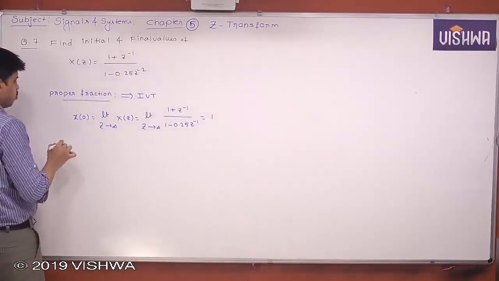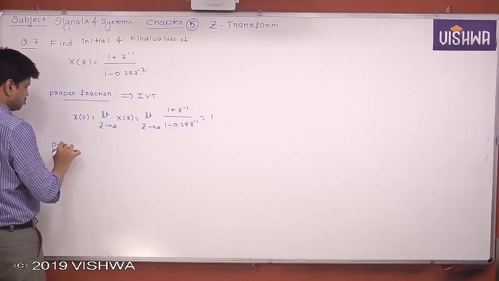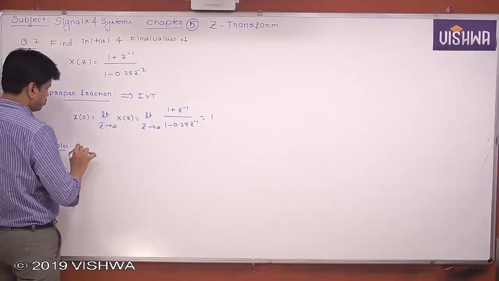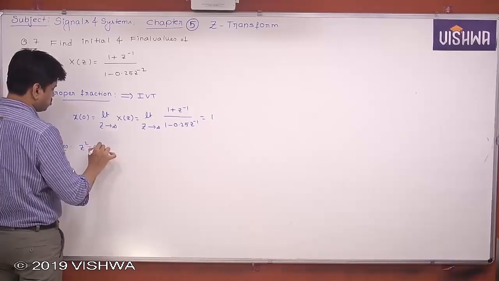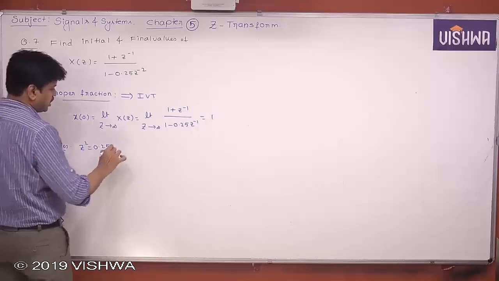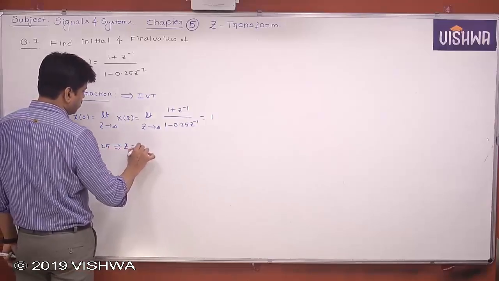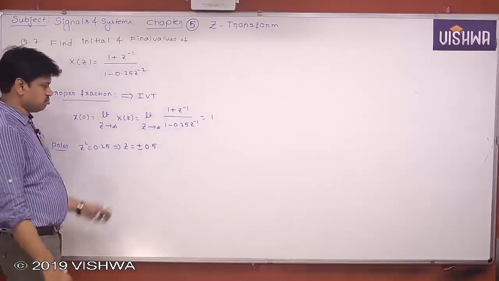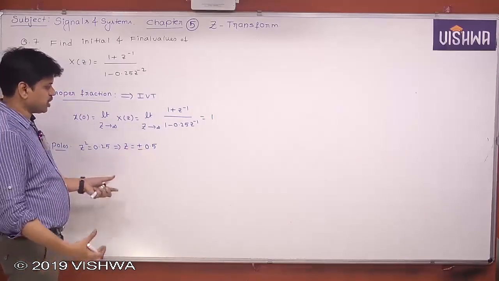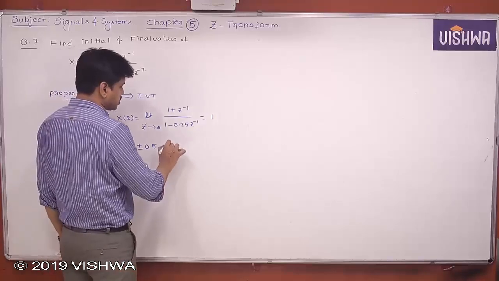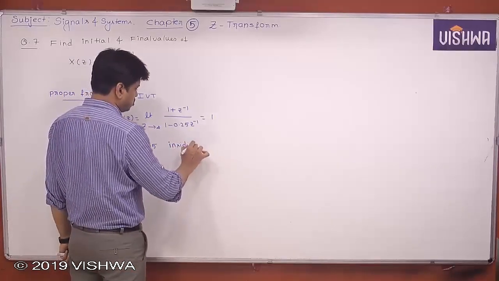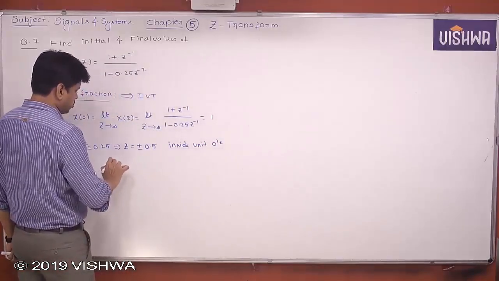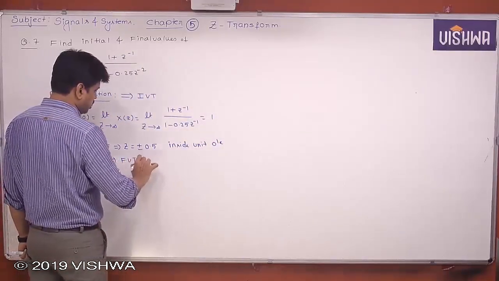Next, what are the poles here? Z square is equal to 0.25. That implies z is equal to plus or minus 0.5, which are inside the unit circle. Plus 0.5 and minus 0.5, both are inside the unit circle. Then we can apply the final value theorem.